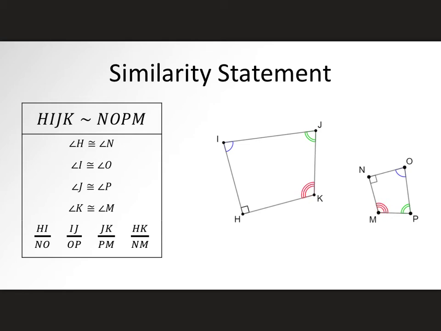But it's not enough that just the angles are congruent. We also need to make the proportions of the sides. So HI corresponds with NO. IJ is going to be proportional to OP, and they correspond with each other. JK corresponds with PM. That makes sense. And finally, HK corresponds with NM. So those are all the parts compared to the diagram. Remember, we didn't need to look at the diagram to make all those parts, but it is nice to have the diagram so we can check to make sure that everything looks right to us.